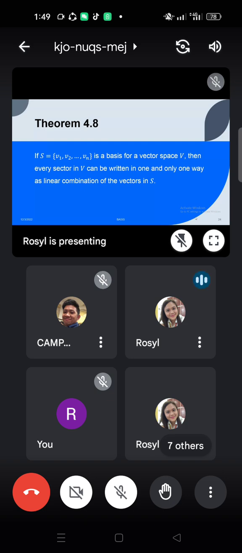Okay, so let me continue my presentation on theorem 4.8. If V1, V2 all the way to Vn is a basis for a vector space V, then every vector in V is a linear combination of the vectors in S. Just correct me if I'm wrong in my proof. I'm not also confident in my proof.